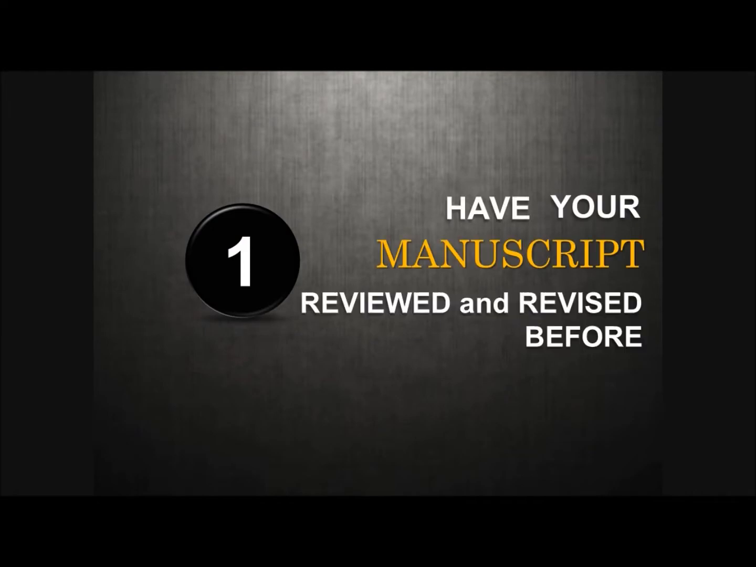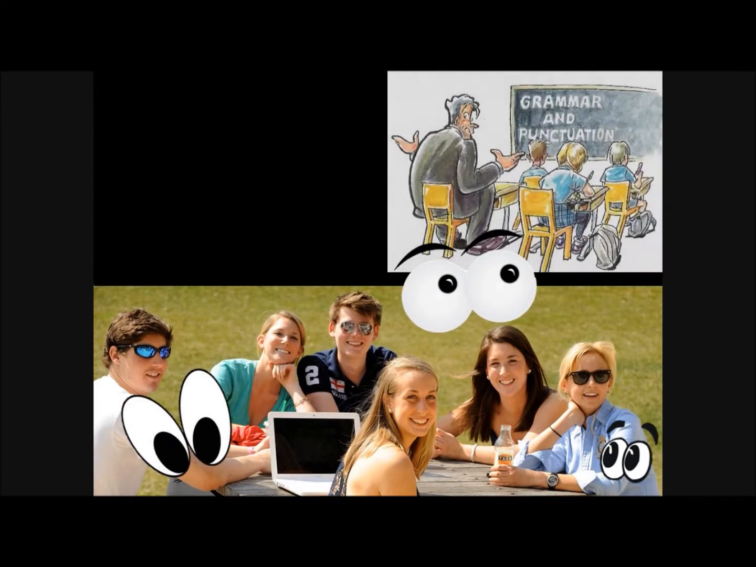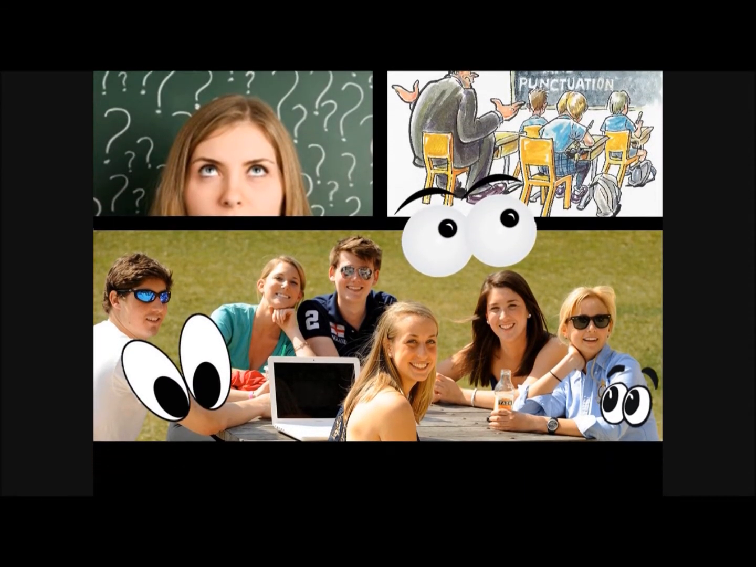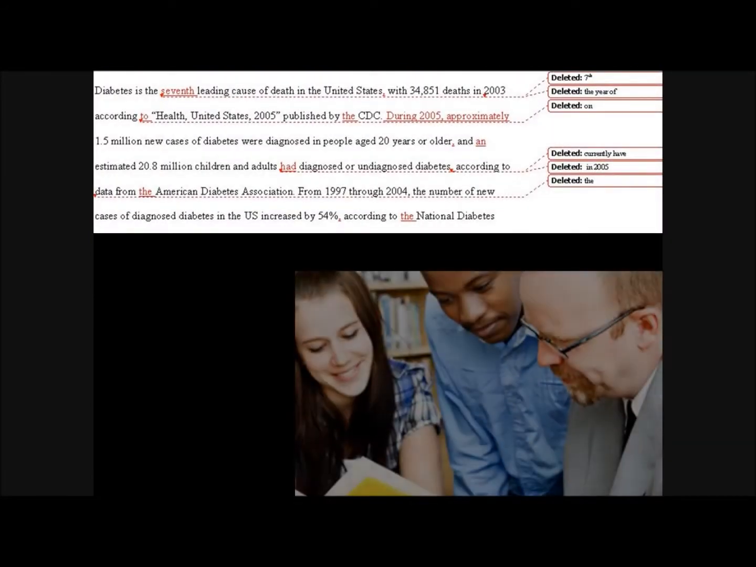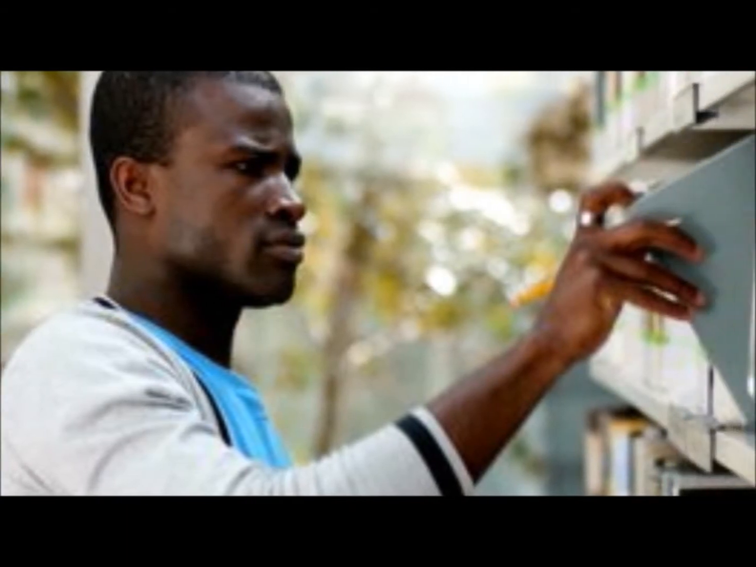The first step is to have your manuscript reviewed and revised before you submit to any journal. Get a fresh pair of eyes to take a look at the content, grammar, punctuation, methodology, and theoretical framework. Take a look at your manuscript. What else can you revise or condense? Should anything be edited out? What extra steps can you take to ensure that your manuscript is ready for an informal peer review?